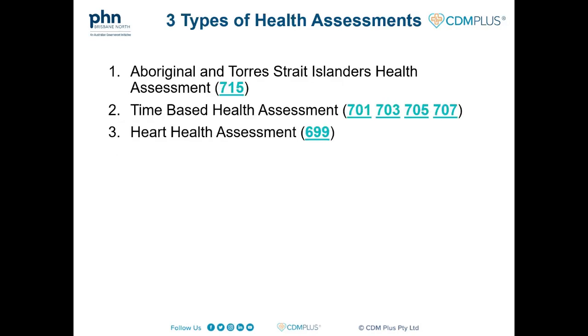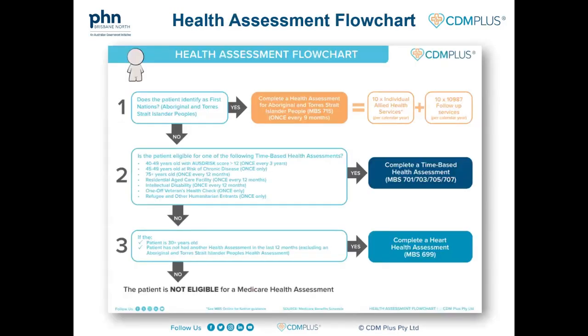So I break those 11 health assessments into three different types. So we've got our Aboriginal and Torres Strait Islander health checks. So there's three age-based health assessments. There's our time-based health assessments, and then the heart health assessment as well. Now, we've got a little flowchart to help, I guess, reduce the confusion and just help you decide what health assessment to do on a patient.